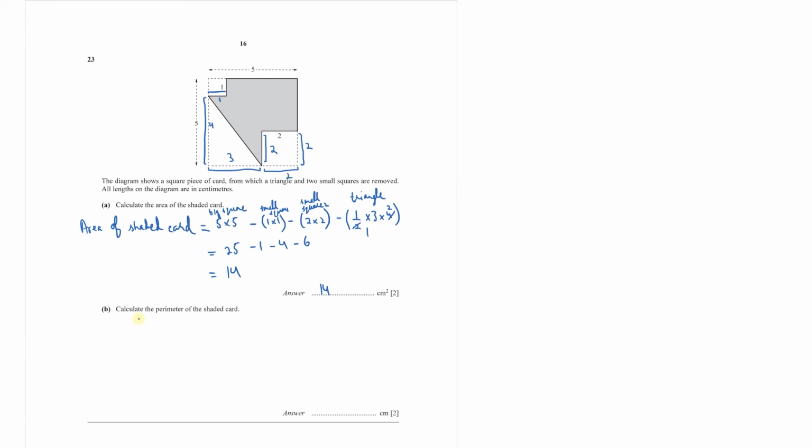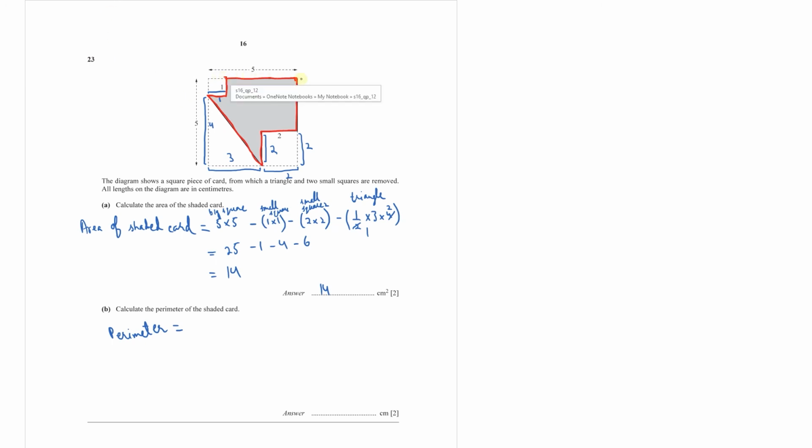The next part is to calculate the perimeter of the shaded card. So now you have to find the perimeter. Let me mark the perimeter in red. So this length, then this length here, this length here, then this hypotenuse here, and this length, and then this length. So this is the perimeter of the shaded region.